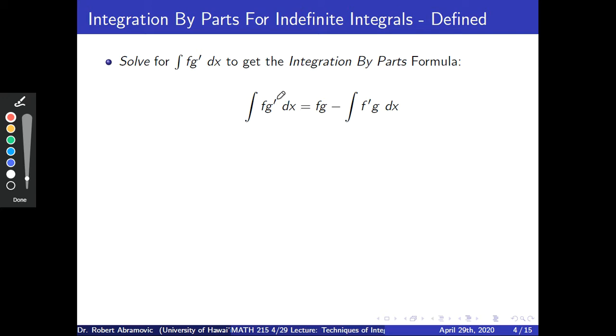So what really happened here is we took this prime off of g, where we get f times g, and then in this formula here, this prime was taken off of g and placed onto f.